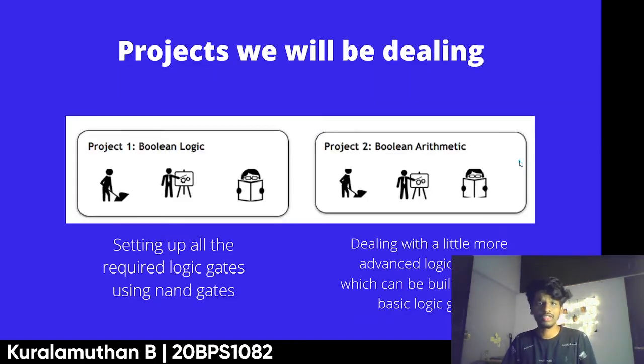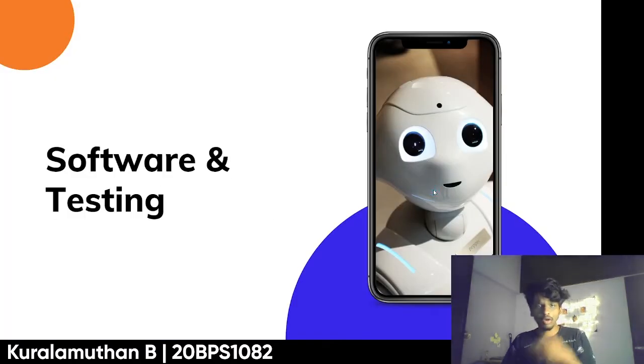So in this demonstration, we'll be looking keenly into the Boolean logic and Boolean arithmetic. In the first project, we'll be setting up all the required logical gates only using the NAND gates. And in the second project, we'll use those logical gates to build advanced logical units, a bit more advanced logical units.